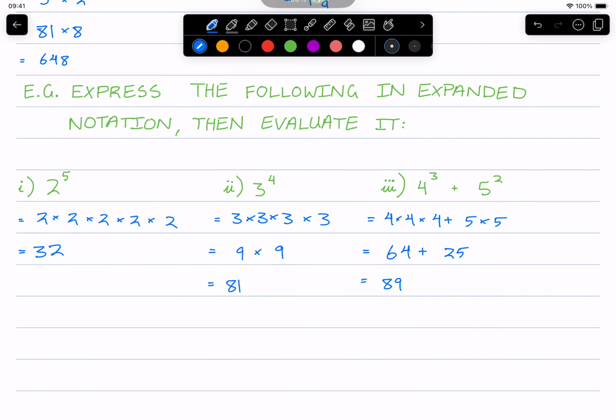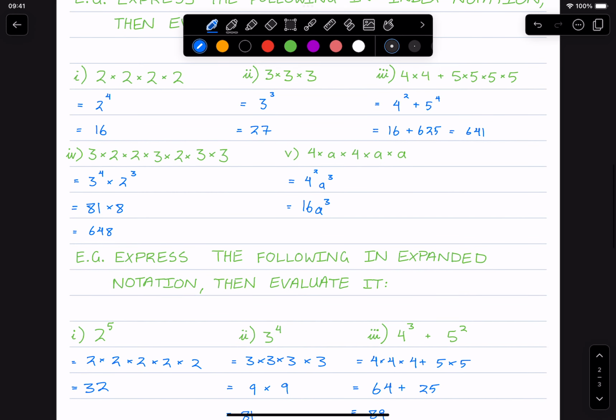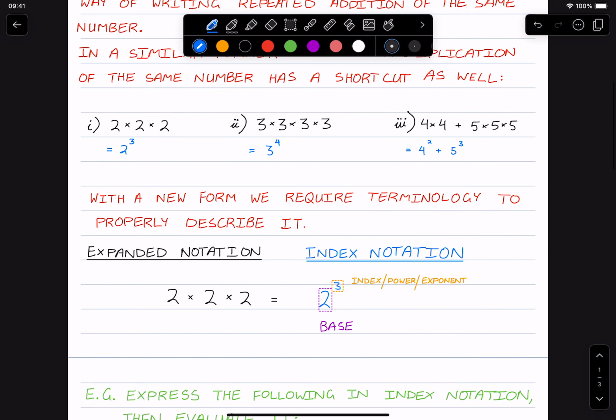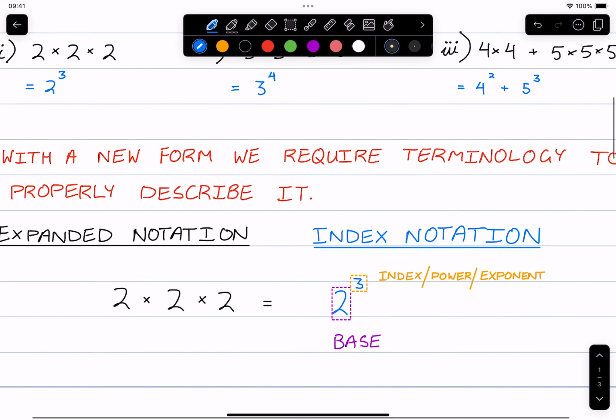All right, so I hope that gave you an insight into the expanded notation and index notation of index laws. Hope to see you in the next video, and best of luck.